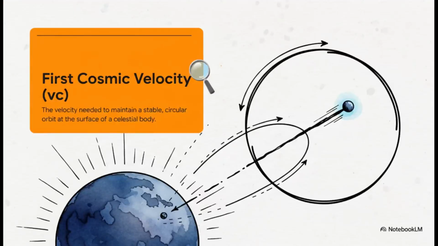The first cosmic velocity, or circular velocity, is the specific speed at which the gravitational force provides the exact centripetal force needed to curve an object's path into a perfect circle around a planet. Any slower, and the object would fall back to the surface. Any faster, and the orbit would become elliptical.